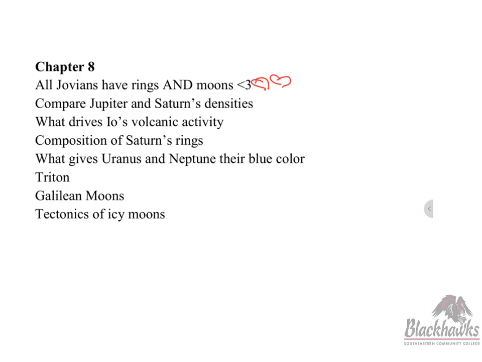Let's see, compare Jupiter and Saturn's densities. And so tonight we're going to talk a little bit about this. And basically, oh, I know, this is a fun way to think of it. Saturn can float on water. So I'll just put it this way. Saturn's density is less than Jupiter.